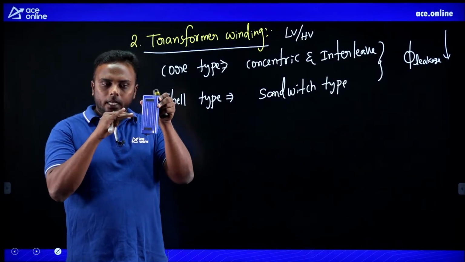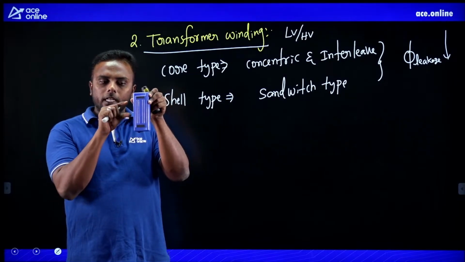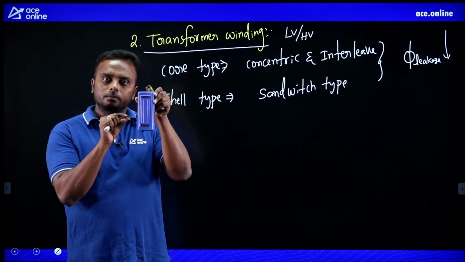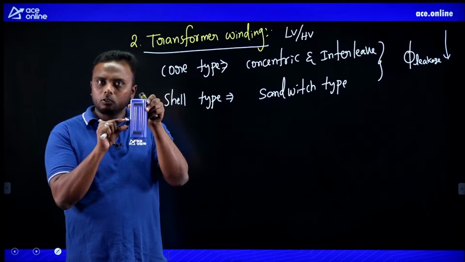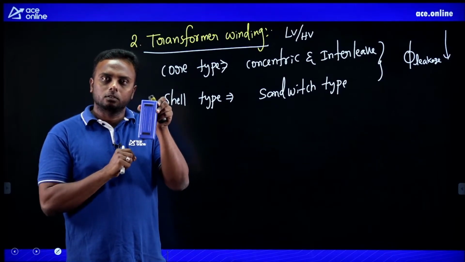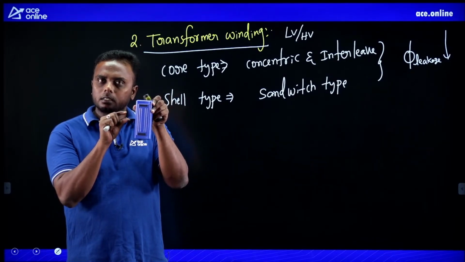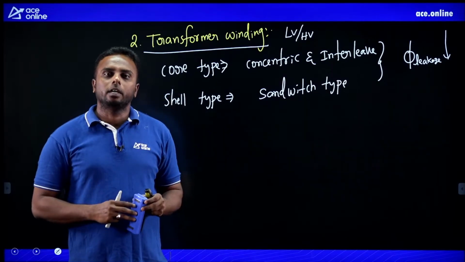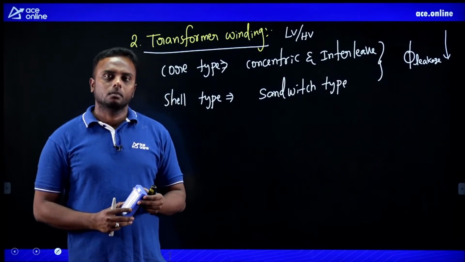In the layer by layer arrangement, the LV and HV windings will be very near to each other. Then if the windings are very near to each other, leakage flux will reduce, because the distance between the windings should be less to reduce the leakage flux.